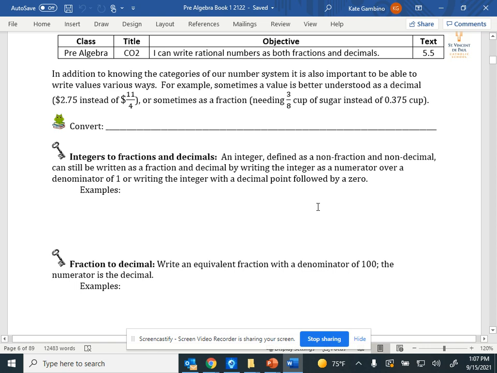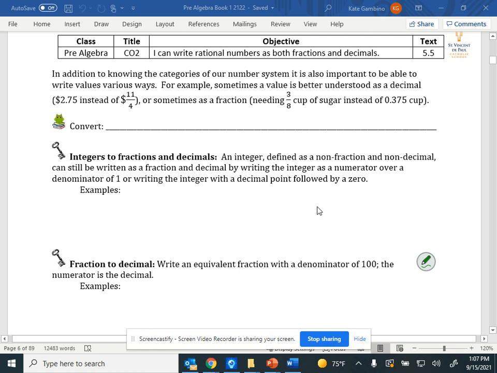Okay, today we are working on CO2. I can write rational numbers as both fractions and decimals. So in addition to knowing the categories of our number system that we talked about yesterday with the irrational, rational, integer, whole numbers, it's also important to be able to write values various ways. For example, sometimes a value is better understood as a decimal.